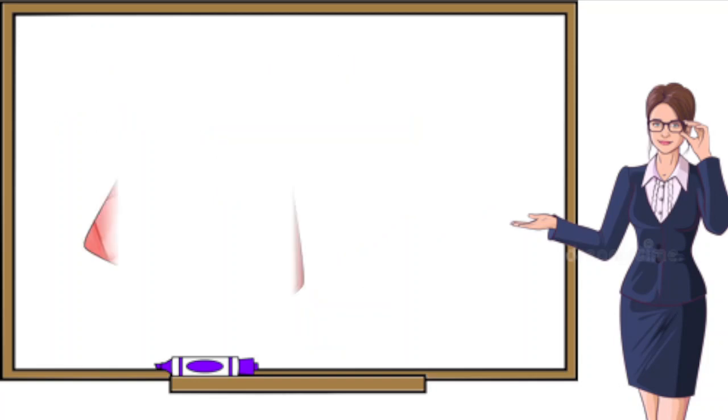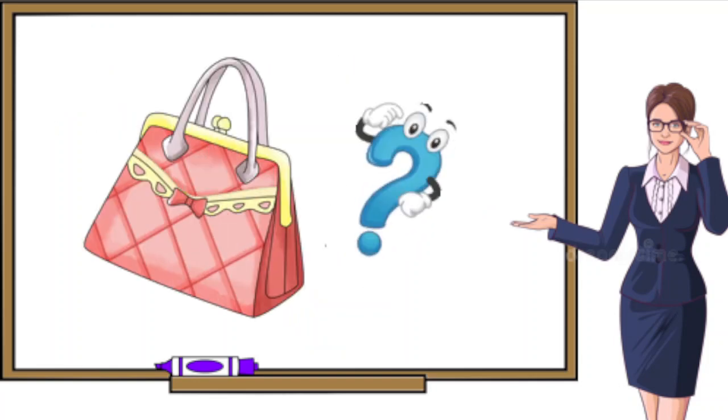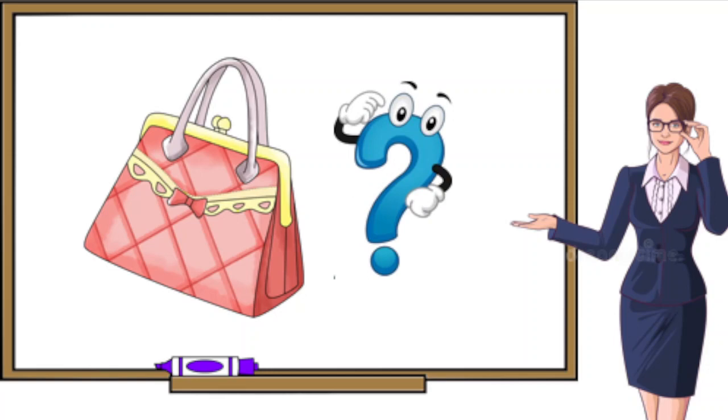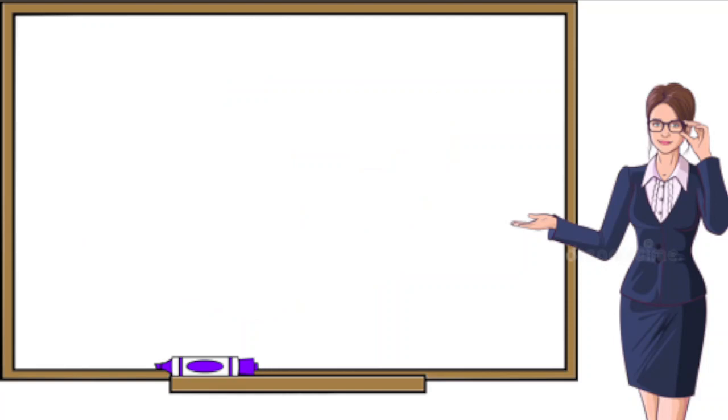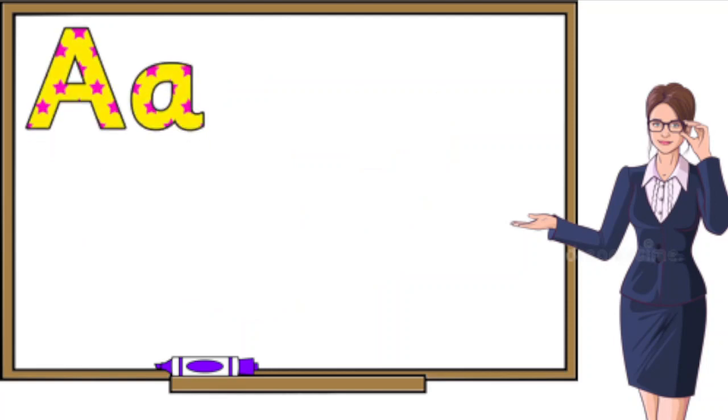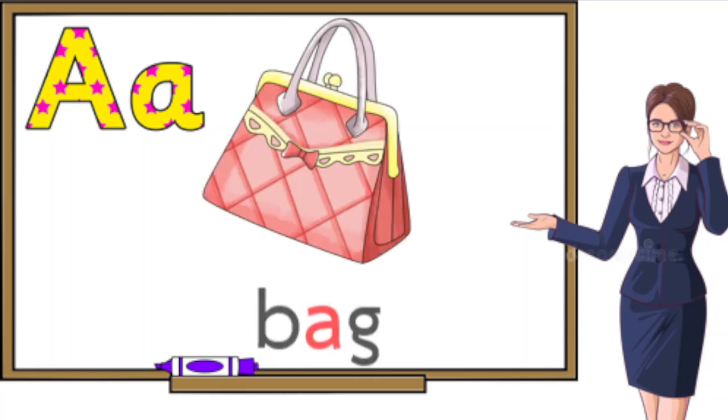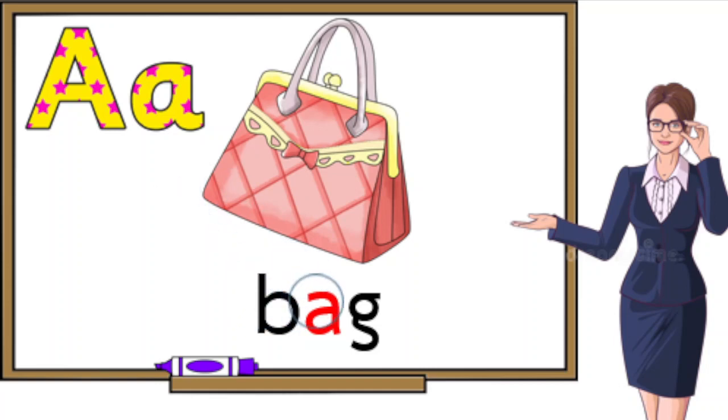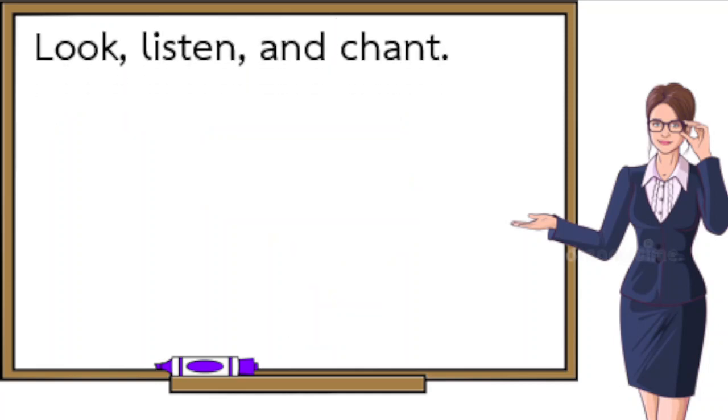Next picture. What is it? It's a bag. Very good. Okay, so let's say the short a 2 times. A. Bag. Again, a bag. The a sound is in the middle of the word bag. Okay, so let's go to the next.